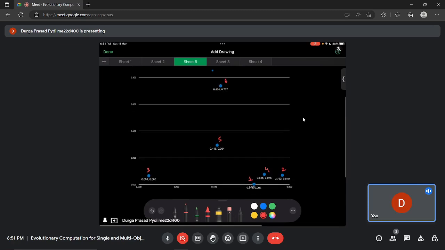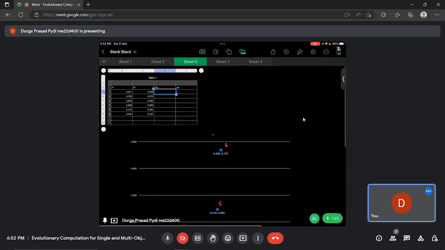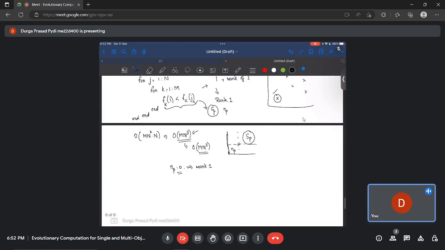Okay, so for each and every point, say for the first point 1, we will compare with each and every other solution and see how many points are dominated by the given point and how many points it is getting dominated by. For 1, there is no point that is dominating 1. SP is essentially, like in the previous case, the ones towards the other side, which are getting dominated by 1, and NP is the ones by which the given point is getting dominated.